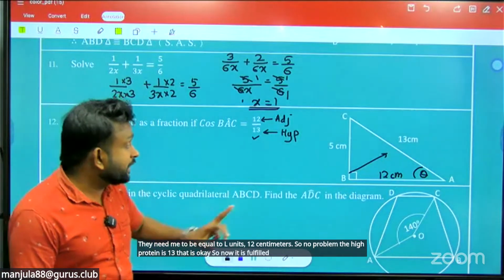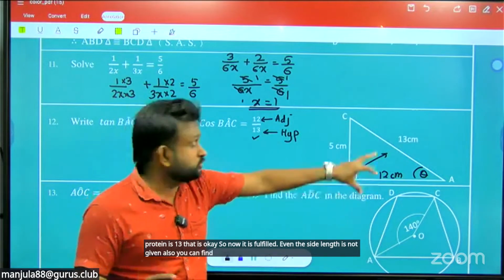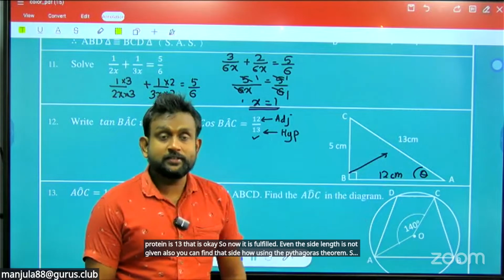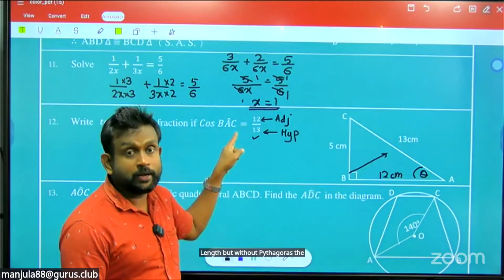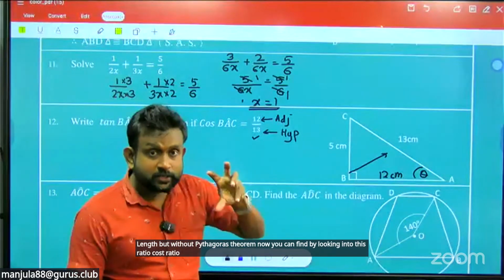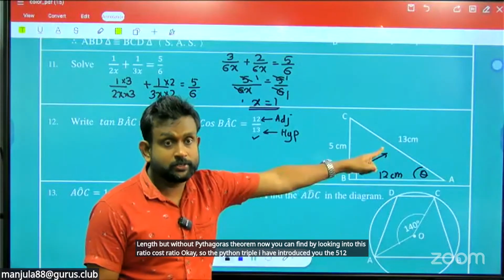Even if the side length is not given, you can find that side using the Pythagoras theorem. With 13 and 12 you can find this length is 5, but without the Pythagoras theorem you can also find it by looking at the cos ratio. The Pythagoras triple I introduced to you is 5, 12, 13.